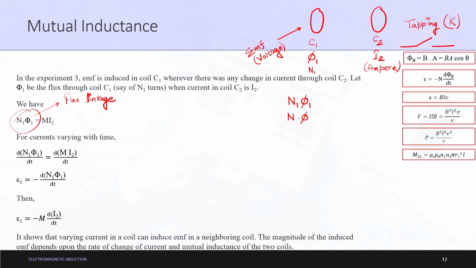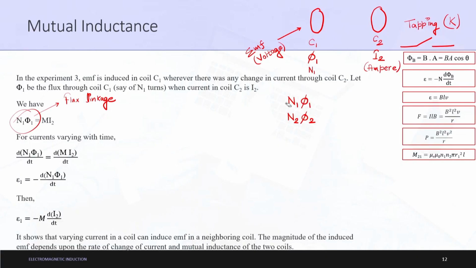If we need to calculate the flux linkage in coil C2, it is nothing but N2 into phi 2. What is N2 here? N2 is the number of turns in coil C2. What is phi 2 here? Phi 2 is the magnetic flux through coil C2. So flux linkage is nothing but N1 phi 1 for coil C1.